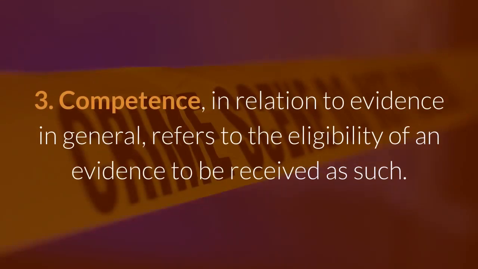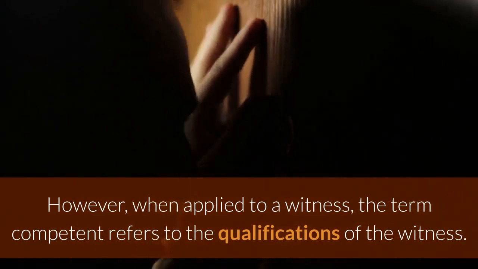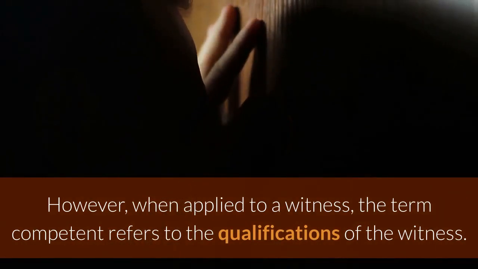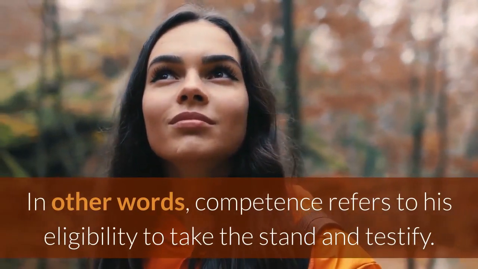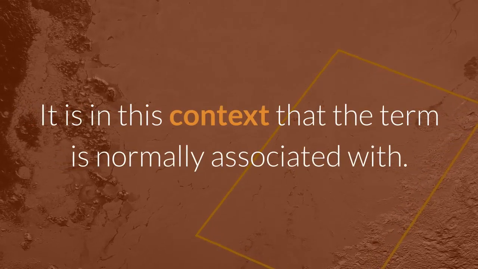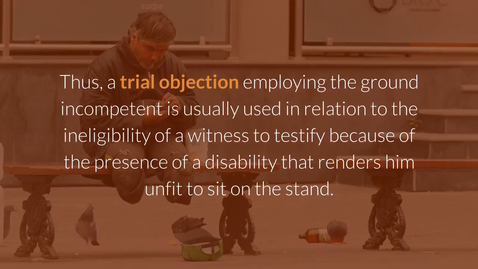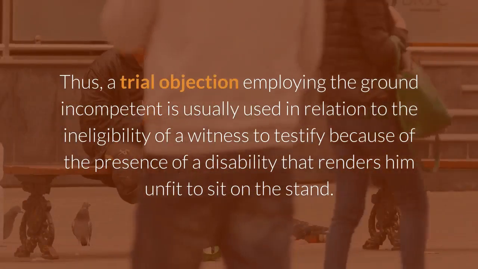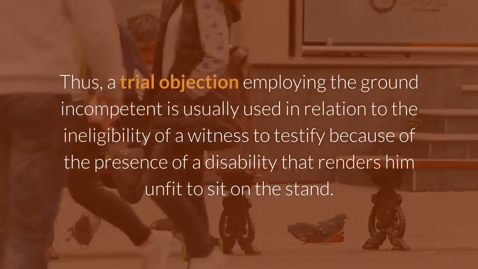3. Competence, in relation to evidence in general, refers to the eligibility of an evidence to be received as such. However, when applied to a witness, the term competent refers to the qualifications of the witness. In other words, competence refers to his eligibility to take the stand and testify. It is in this context that the term is normally associated. Thus, a trial objection employing the ground incompetent is usually used in relation to the ineligibility of a witness to testify because of the presence of a disability that renders him unfit to sit on the stand.